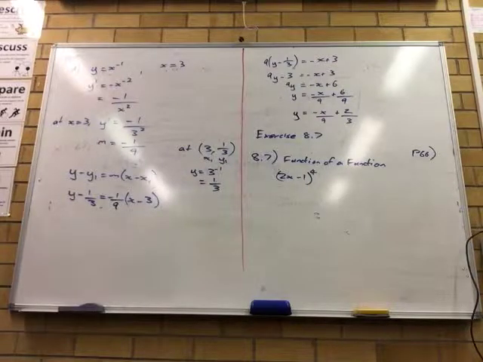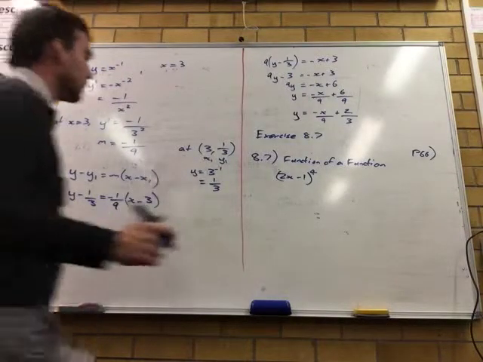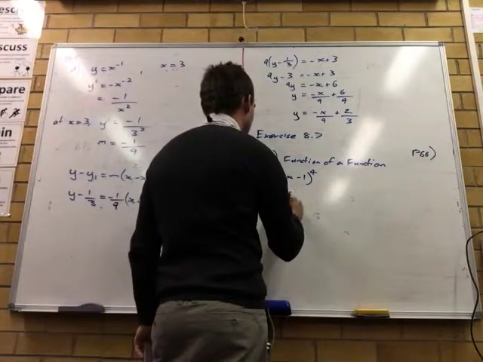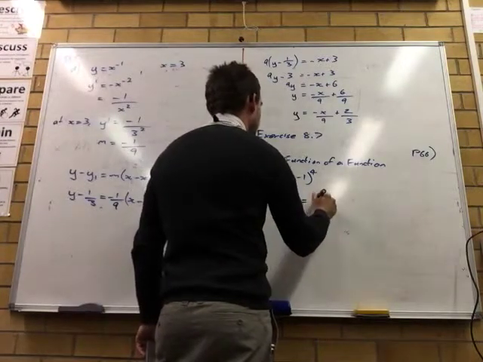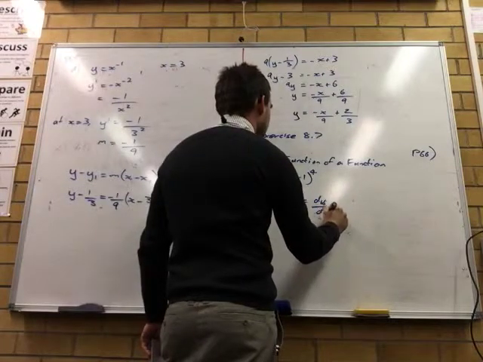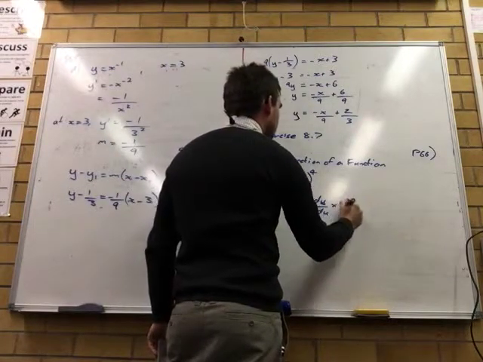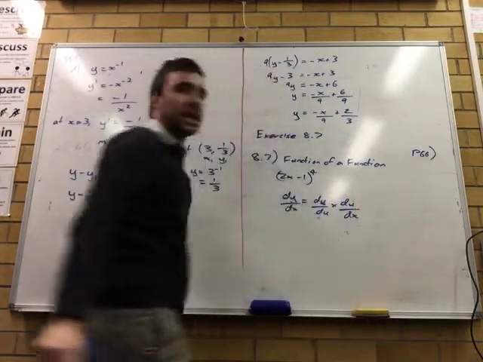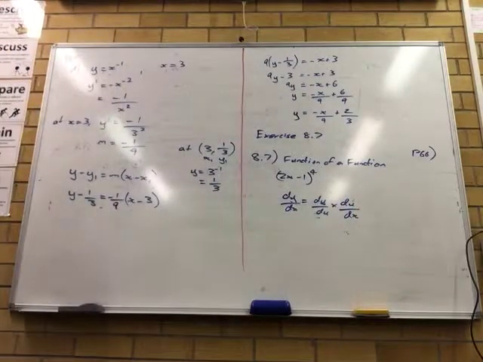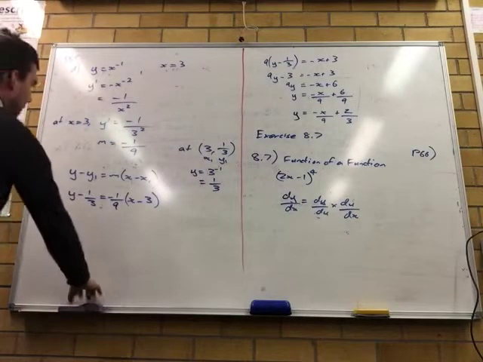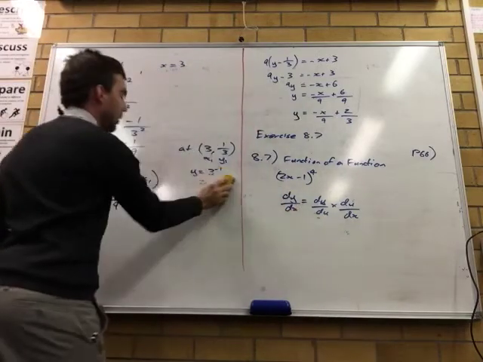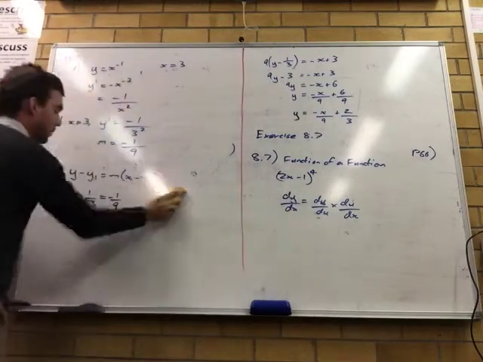To differentiate a composite function, we use the following rule. dy over dx is going to be dy over du times du over dx. This is what's referred to as the chain rule. So what we need to do is make a substitution and then do some differentiation, and we'll make it clearer with some examples.